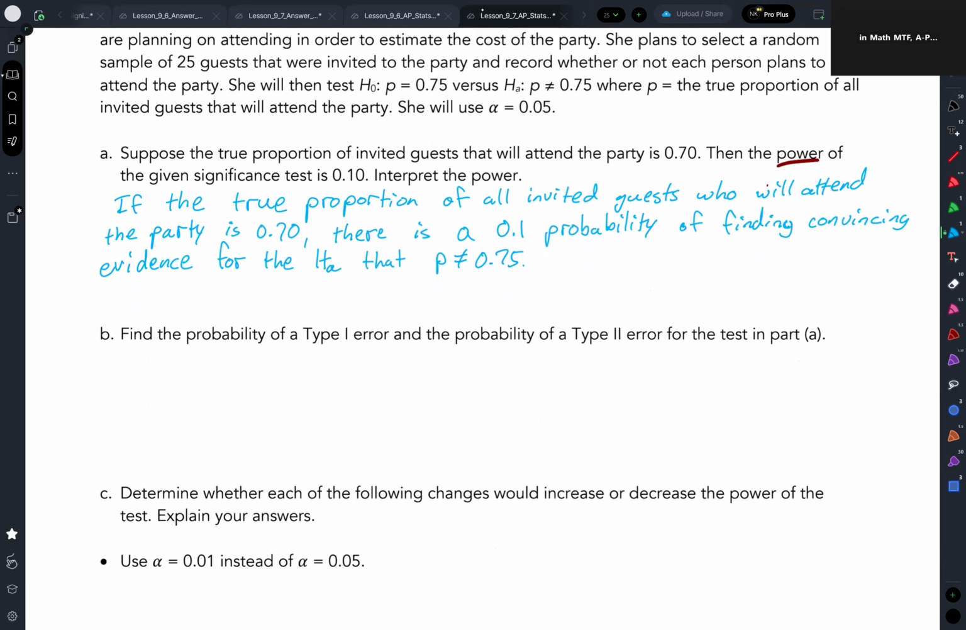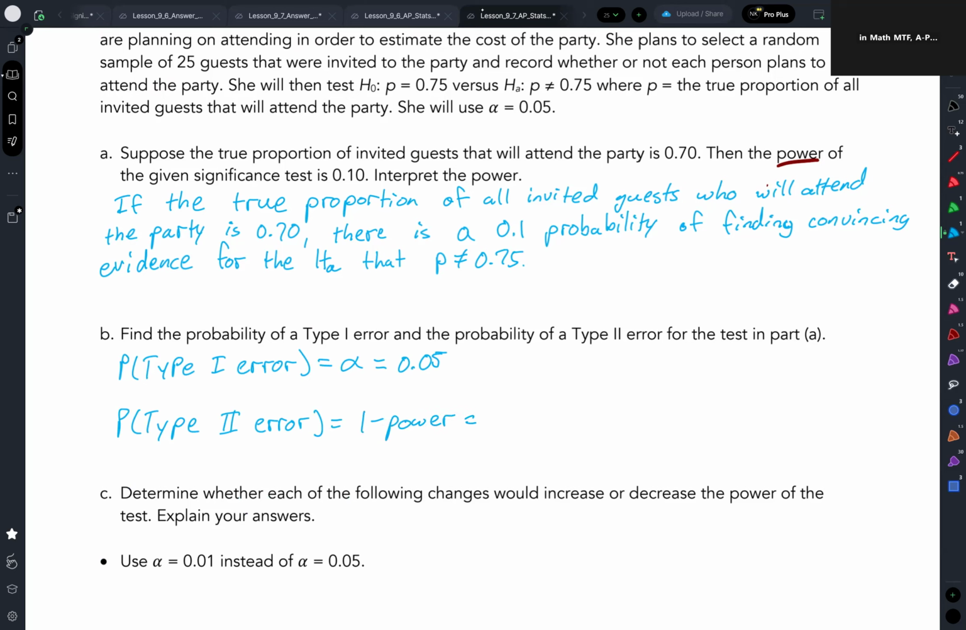All right, so probability of a type 1 error. That is also known as alpha, nice and easy, and that was 0.05. The probability of a type 2 error is, remember we said beta, but really it's just 1 minus power is how we're going to calculate it.